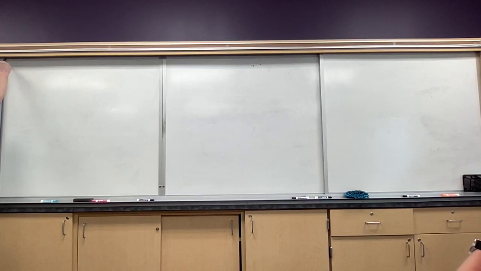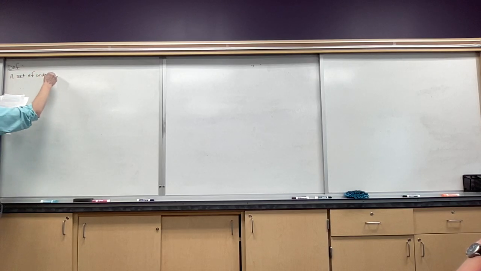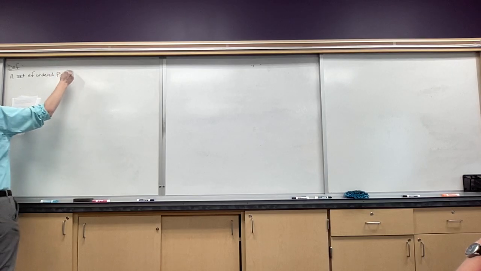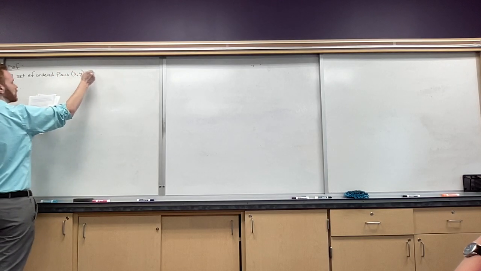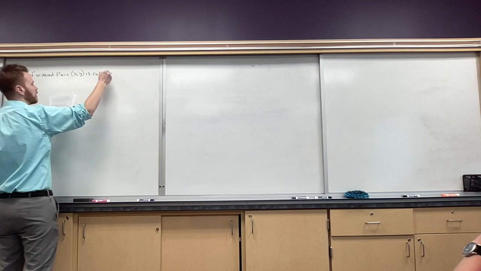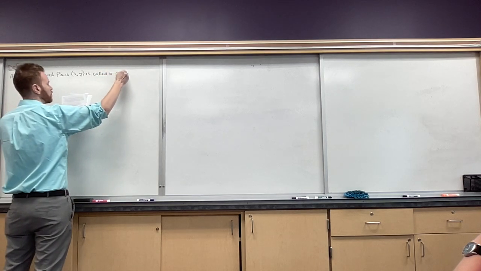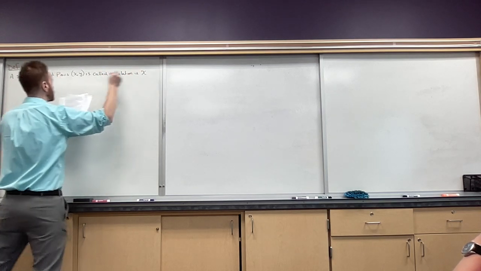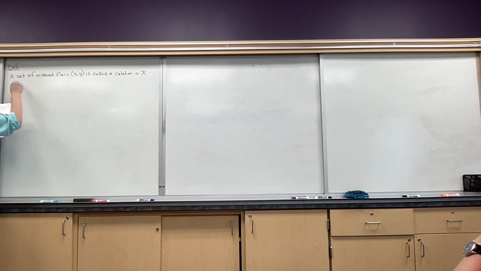Let's start with the definition. So we have here a set of ordered pairs. So that's our x, y's. Is called a relation. And x and y. Okay, so relations are just all the x, y ordered pairs that exist in the real number system.